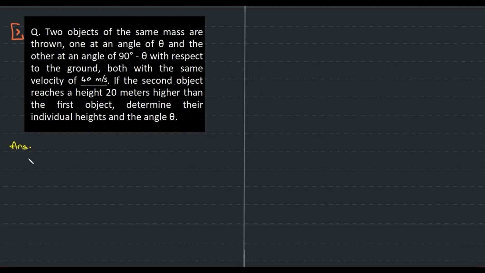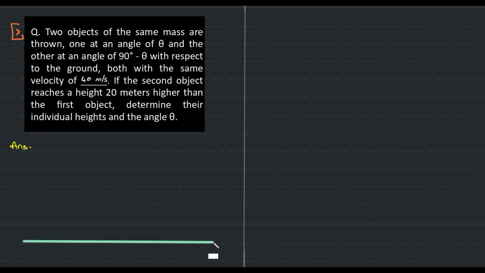We have two objects of the same mass that are thrown, one at an angle of theta and the other at an angle of 90 minus theta with respect to the ground, both with the same velocity of 40 meter per second. If the second object reaches a height of 20 meter higher than the first object, determine their individual height and angle.